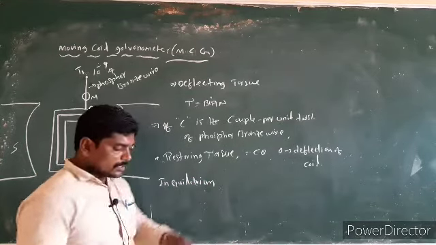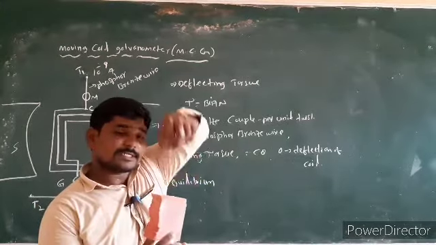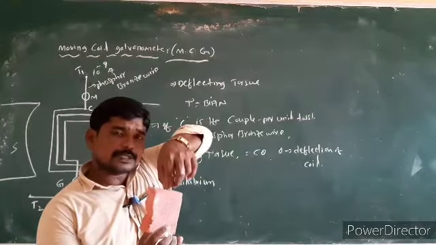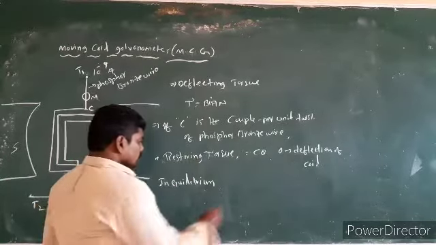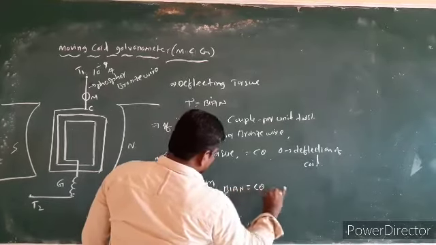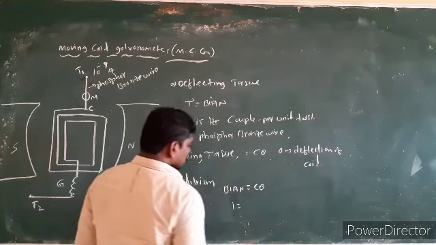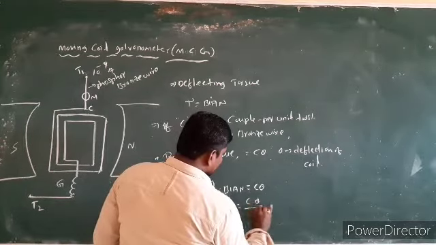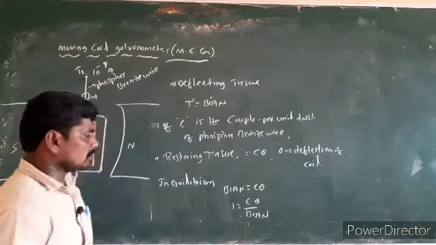there are two torques on this coil. One is BAN I, the deflecting torque, and another is due to the phosphor bronze wire, that is the restoring torque. In equilibrium, BANI is equal to C theta. Now from that we can write I is equal to C theta divided by BAN. Here I is the current flowing through the coil.